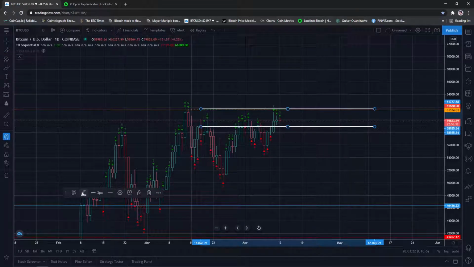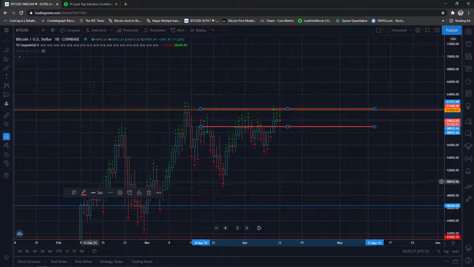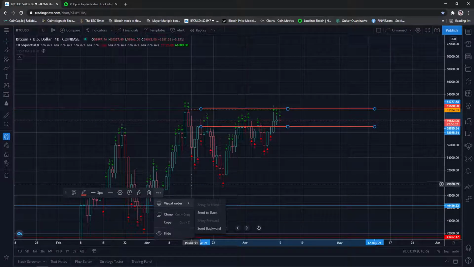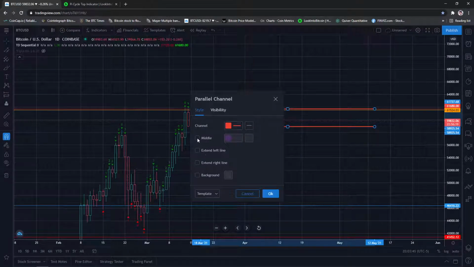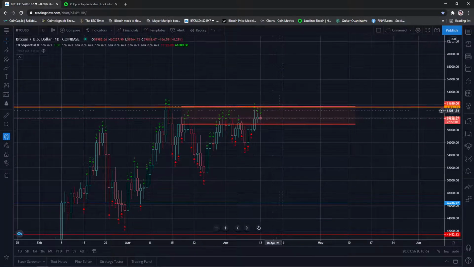Let's see if we can, I guess we'll make it red because it's resistance. And can I fill it in? No, that's just for the lines. That's a custom color. Settings, here we go. Middle's pink. Background, here we go. That's what I wanted. So like we have a zone of resistance, right? Let's make it a little not so opaque. All right, so this is like our zone of resistance.